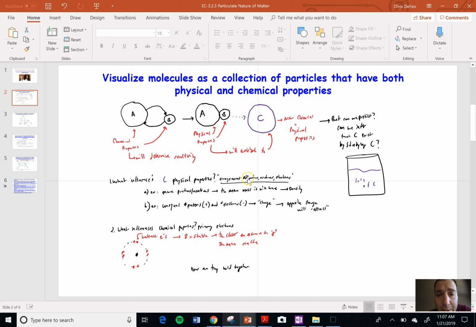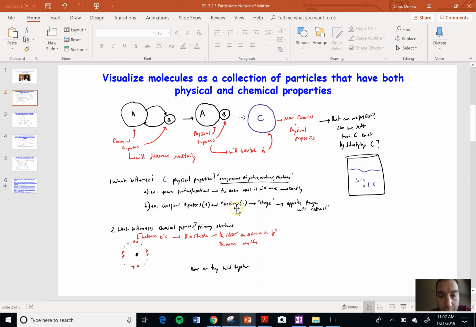But what influences these properties? Really, it's the arrangements of protons, neutrons, and electrons. Of course, more protons and neutrons will increase the mass of C. So that will also increase the density of C. So the amount of mass in a particular volume will increase as we increase the protons and the neutrons. And then also, if we have an unequal number of protons and electrons, this will also change the physical property of C. It can in fact change its charge.